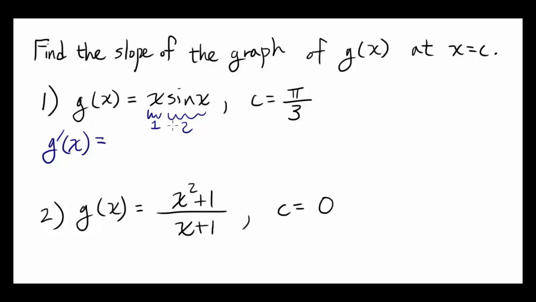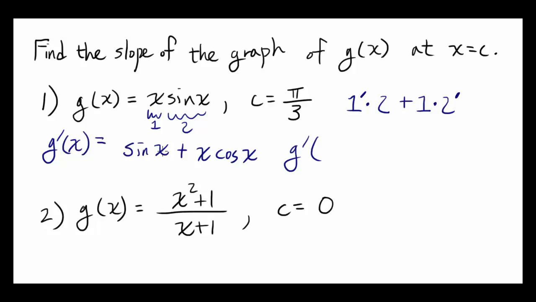In this case, you are going to apply the product rule, which states that the derivative of the product of function 1 and function 2 is the same thing as the derivative of the first function times the second function plus the first function times the derivative of the second function. So in this case, you are going to take the derivative of x, which is 1, times the second function, which is sine of x. Then you're going to add it to x times the derivative of the second function, which is cosine of x. Now you want to find the slope at c equals pi over 3.